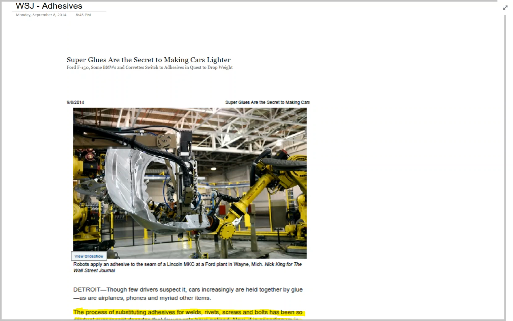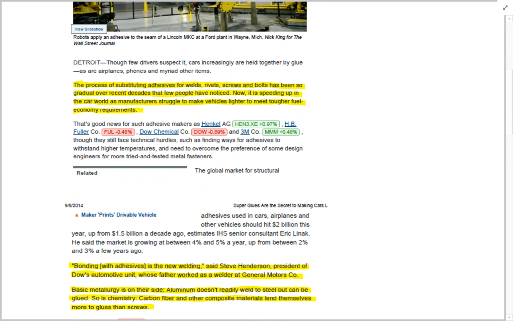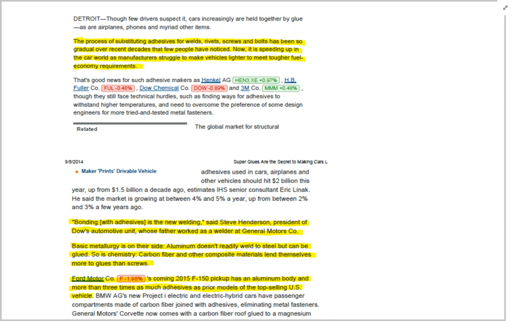So I put this article in here, and what they were talking about was, again, some of the issues with adhesives. The guy that's the president of Dow, of course, they make adhesives, so he's a little bit skewed. He says it's the new welding, right? Bonding with adhesives is the new welding. And of course, he works for Dow, which makes adhesives, so you might think he would believe that.